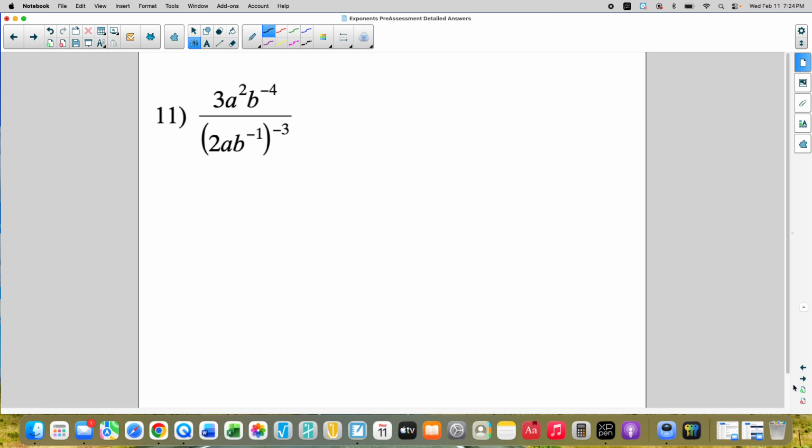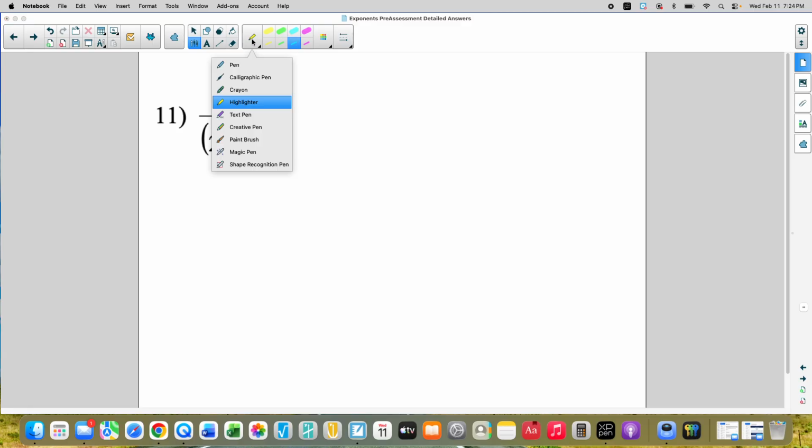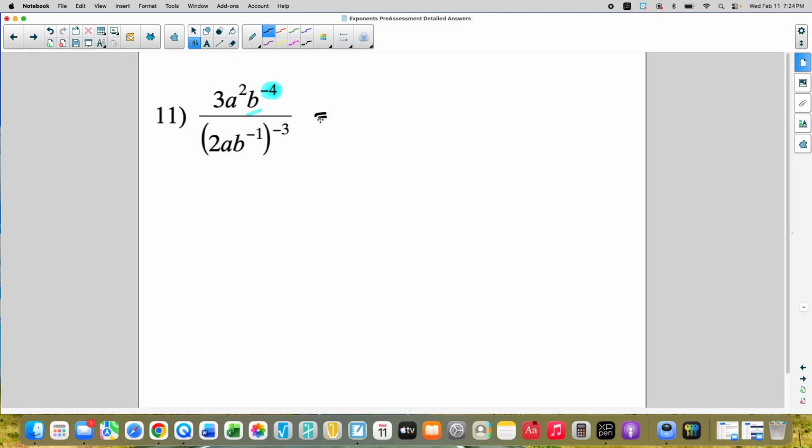Last one, I think. All right. Maybe not. Maybe we go to 13. Nothing can be done. Again, do not let this negative 4 fool you. That is just to that base. So the numerator cannot be simplified. That's 3a squared b to the negative 4.